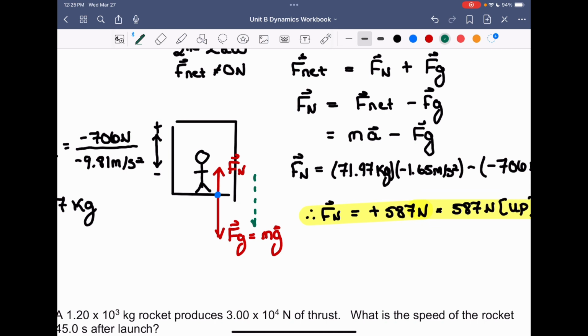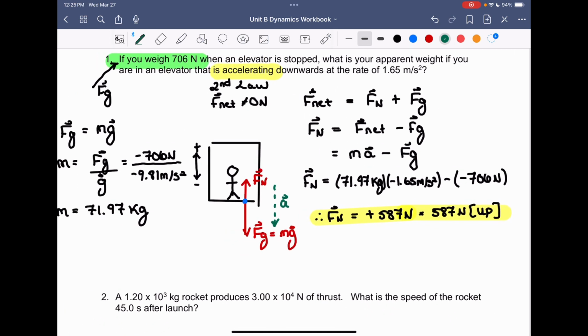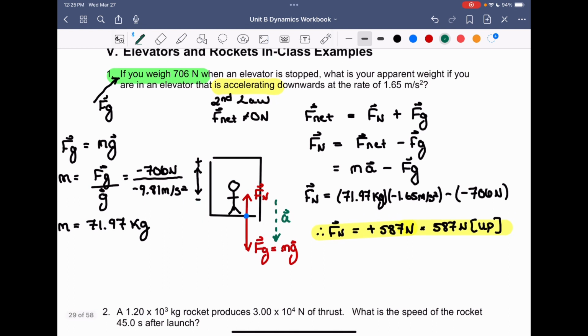what I'm going to do is just put down an arrow like this and say that our acceleration is going downwards. That may be something you want to add as a last little step there, just to indicate that if your acceleration goes in a direction, that force must be greater.